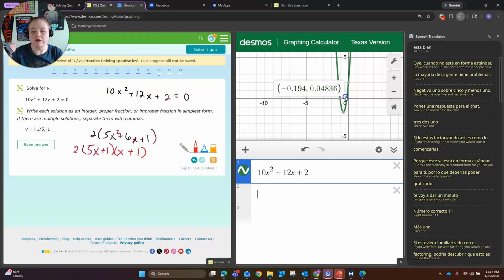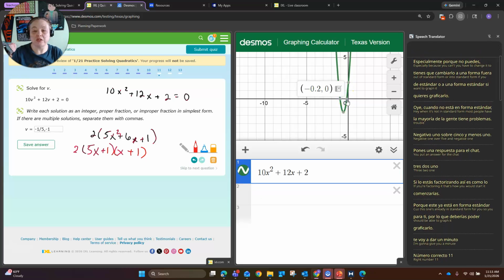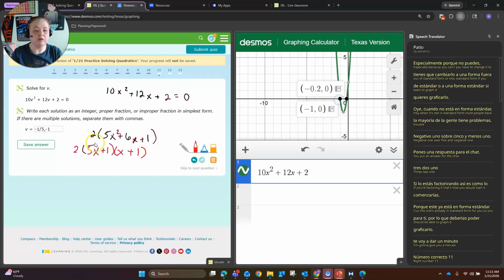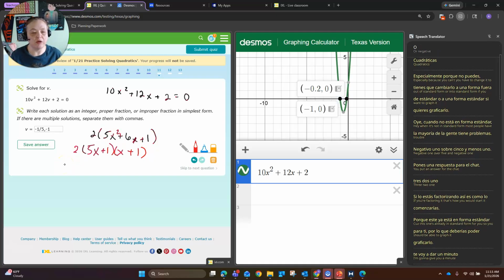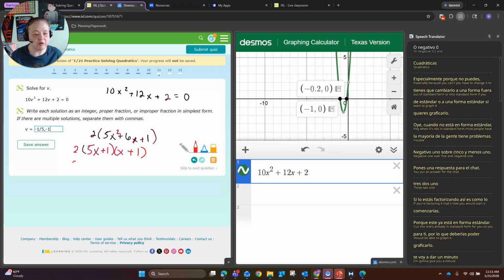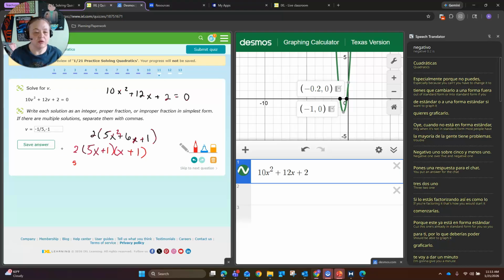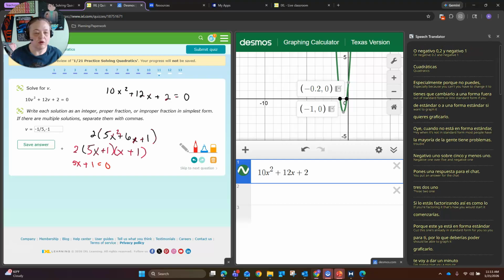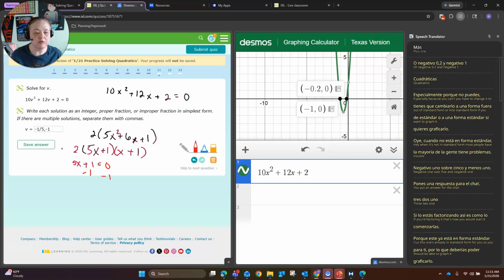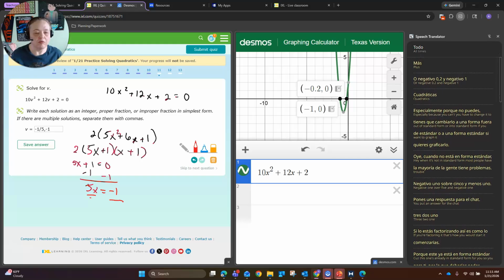All right, so we can see again on the graph, the answers were negative 0.2 and negative 1. Negative 0.2 is the same as negative 1/5. If we were doing zero product, it would factor to 5x plus 1 times x plus 1, all times 2. And we can still do this by hand.